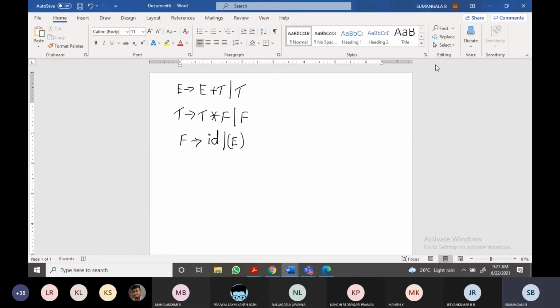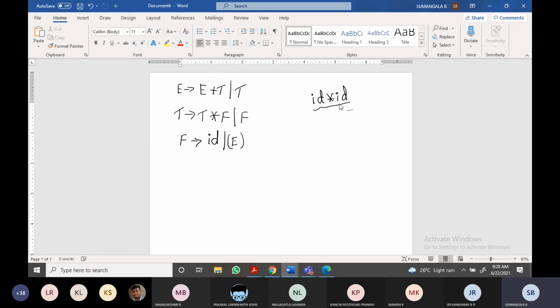Okay, so this is the grammar we are having. For this grammar, now we have to write the shift reduce parsing. So for the input string, we will consider the small input string ID star ID, not the big one. Why? Because it's easy to understand if you are taking the small one. So the input string is ID star ID.